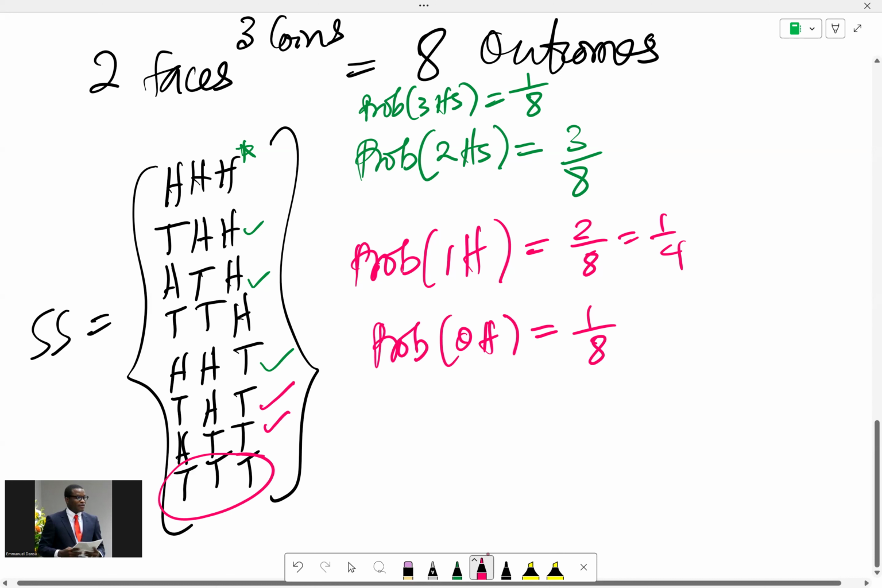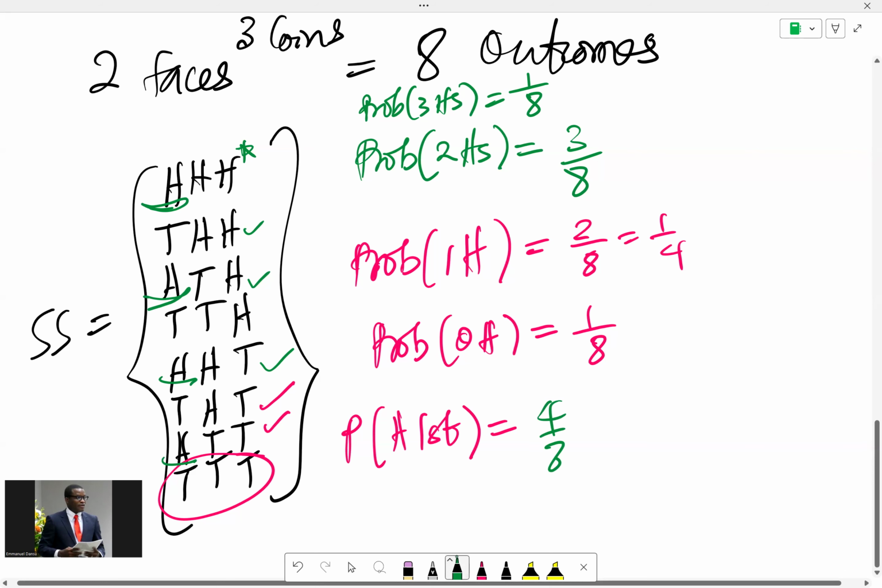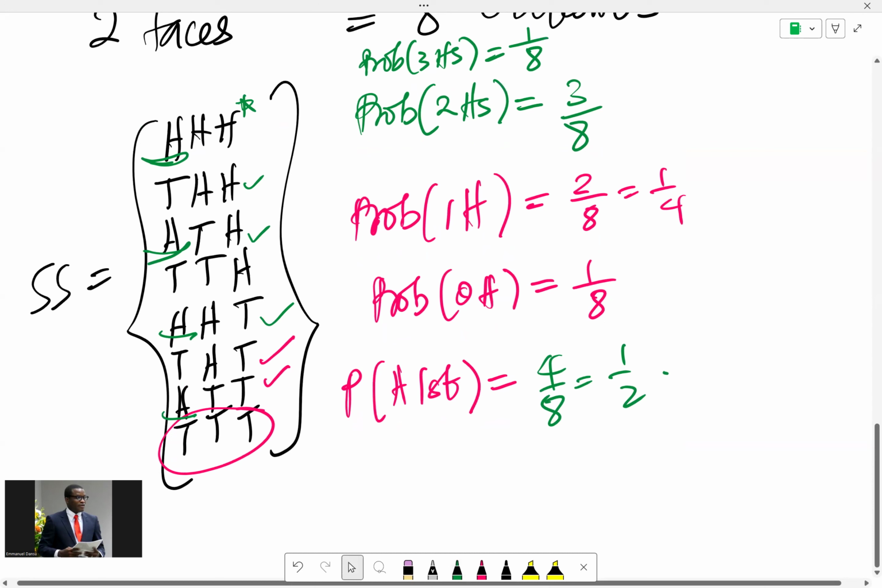So you can also have situations like, what is the probability of getting head first? We don't care if any other thing comes later, comes second. We just want head first. So in that case, head first is simply this, where head is the first in 1, 2, 3, and 4. So that is 4 over 8, and that is 1 over 2. That's head first.